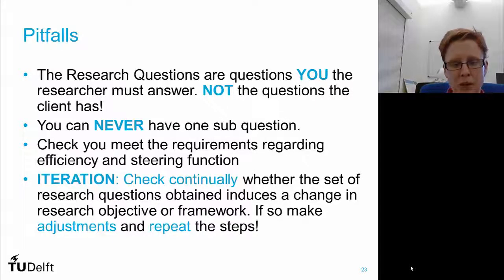Keep checking back when you formulate each question that you've actually met the requirements regarding efficiency and steering. And like any design, research questions generation is an iterative process. So check continually whether the set of research questions you've obtained is still within the research objective, because it might be that you've got a change in framework or objective, and then you may need to make adjustments and repeat the steps. And the adjustments are most likely to your research question, especially if you've agreed on the objective and the framework.